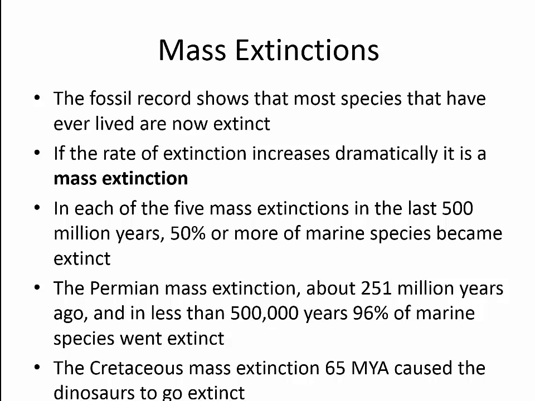The Permian mass extinction, which was about 251 million years ago, and in less than 500,000 years of this period, 96% of marine species went extinct. So it took 500,000 years to get rid of just about all marine life. The Cretaceous mass extinction, which was 65 million years ago, caused the dinosaurs to go extinct, and we remember that as the last mass extinction.